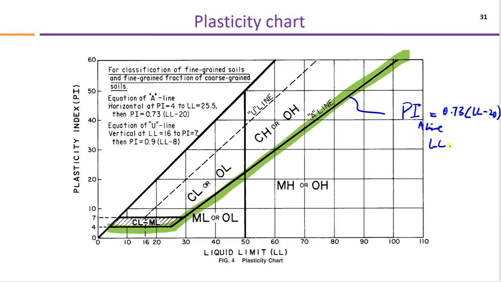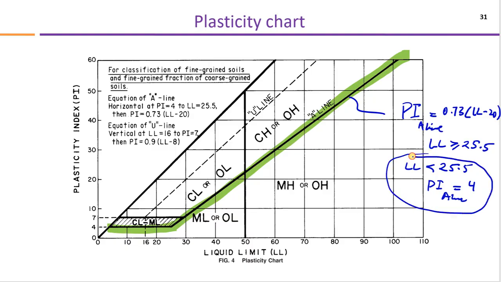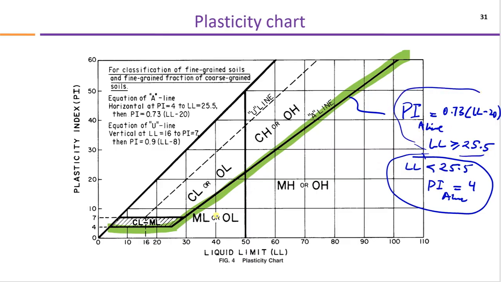This is the value of plasticity index on the A line, but remember this equation is only valid when the liquid limit is greater than or equal to 25.5. If the liquid limit is less than 25.5, then we are not going to use this equation. In that case, plasticity index of the A line is equal to 4. So there are actually two equations. When liquid limit is less than 25.5, the PI value will be 4. When it is more than 25.5, it is going to be a straight line equation. This value here is 25.5.